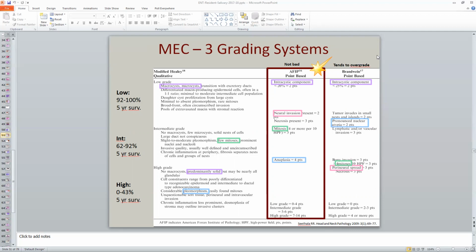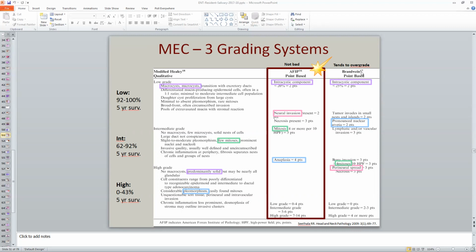What our group has found, again, it doesn't matter to you guys, but if you ever have a grading dilemma and uncertainty how to treat your patients with mucoep, what I recommend is just talking to your pathologist about what grading system they're using. We've started to use the Brandwein point-based system, which may assign more tumors into the intermediate grade group as opposed to the low grade group.